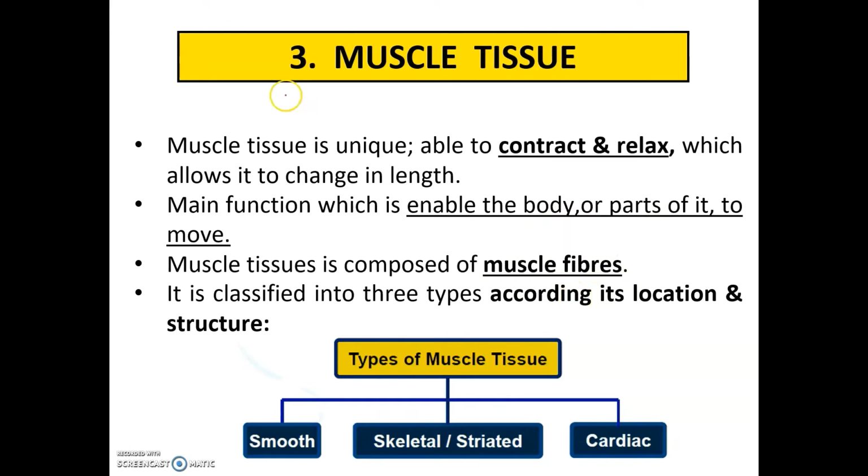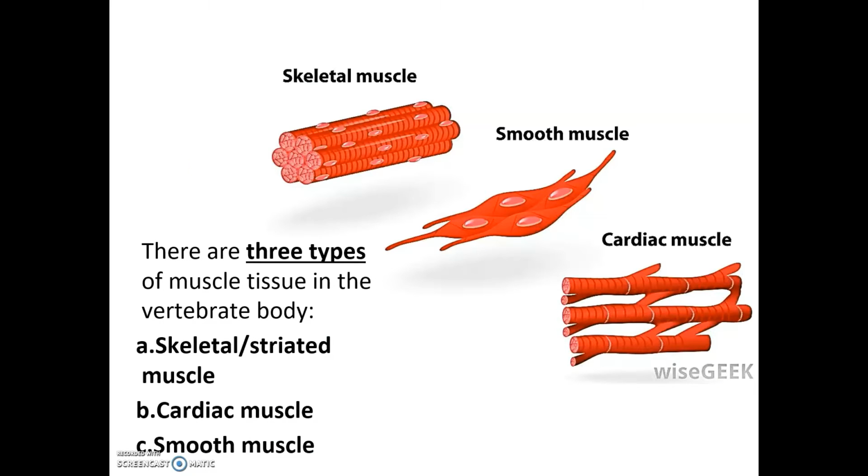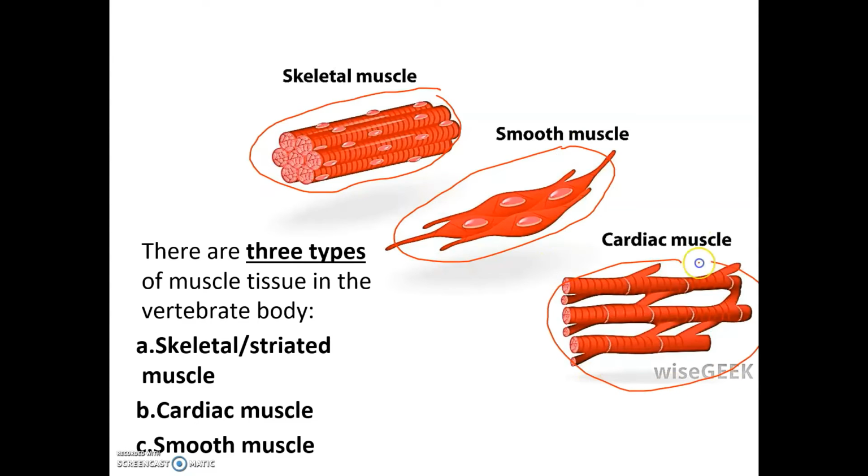So we can classify muscle tissues into three types, based on their location and structure. First one is smooth muscle, second is skeletal or striated muscle, third is cardiac muscle. So first is the skeletal muscle, second is the smooth muscle, while third is cardiac muscle.